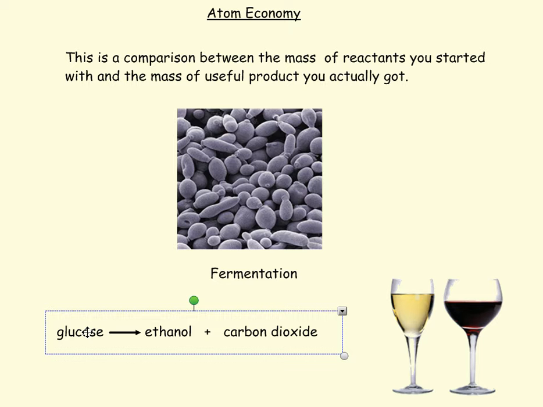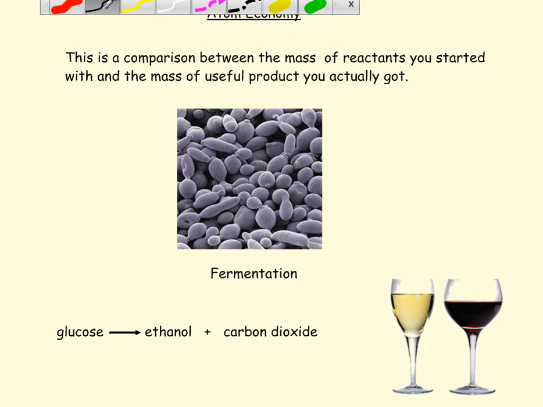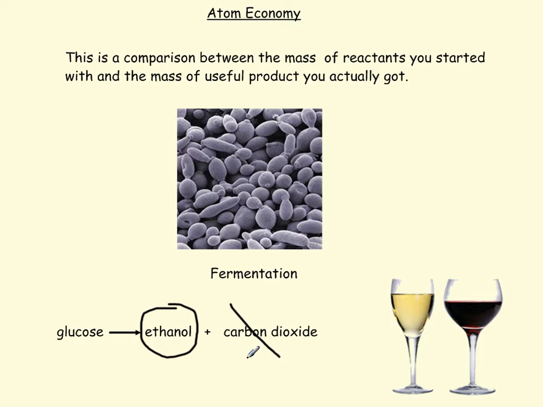So here we have our glucose, and this is the ethanol that we want here. So let's get a pen. So this is the ethanol here. This is what we want, and this is what we don't want in this case. So we can end up with our alcohol.